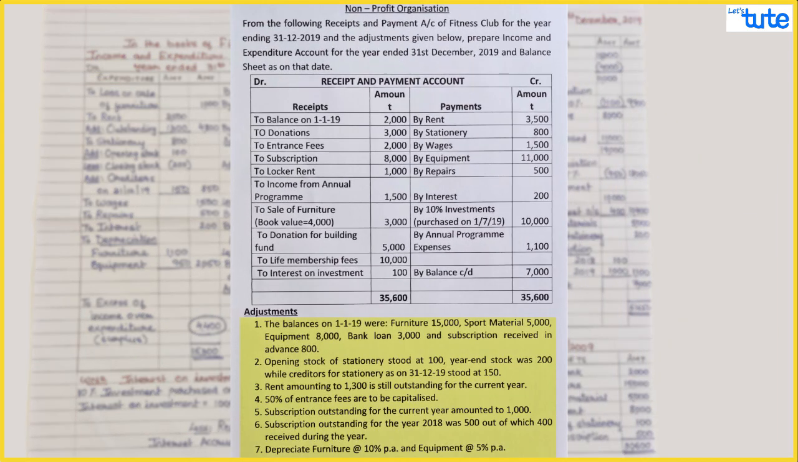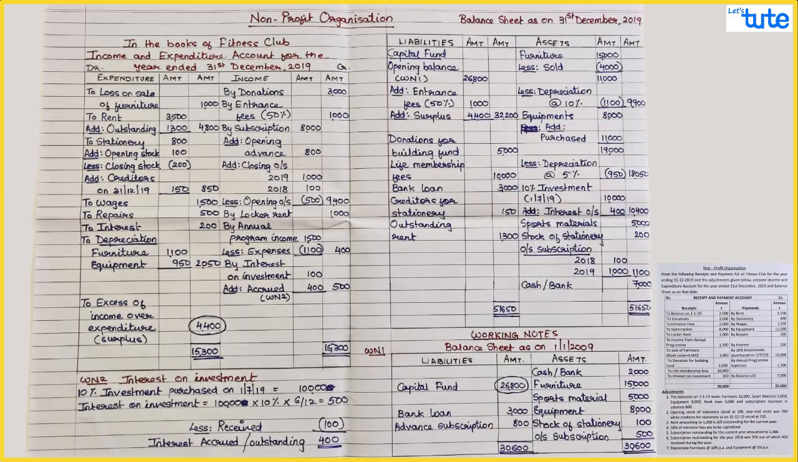Next, when you read the question and if you find that the opening balance of capital fund is not given, do remember to prepare opening balance sheet as on the first day of the current year, and after posting the opening balances of assets and liabilities, the difference of assets minus liabilities will give the opening balance of capital fund, which is to be transferred to year-end balance sheet, to which other adjustments are made to find out the closing balance of capital fund.